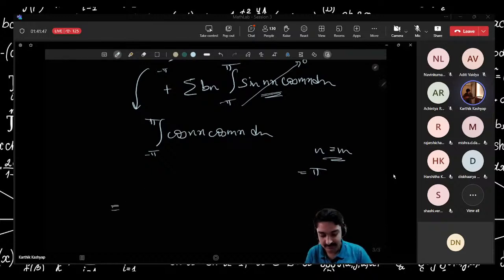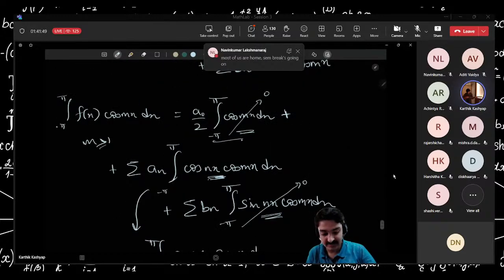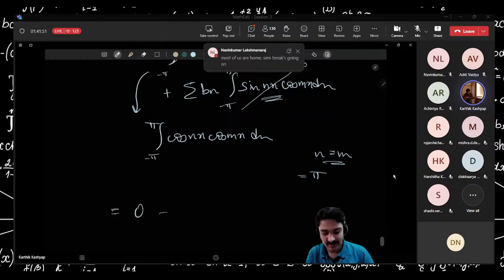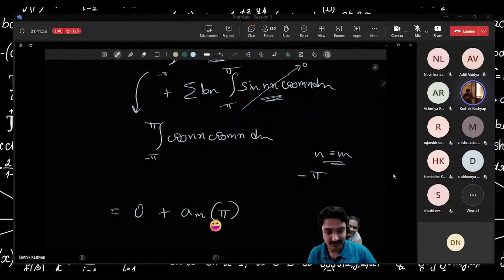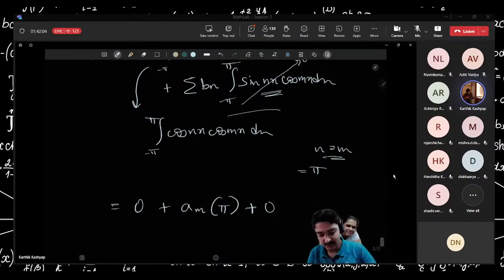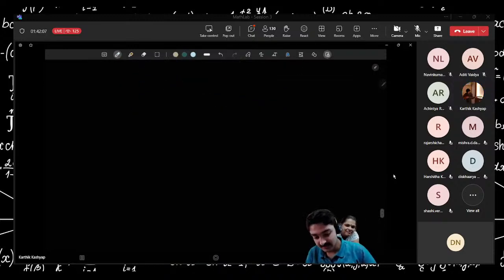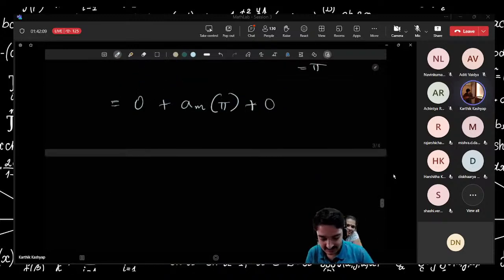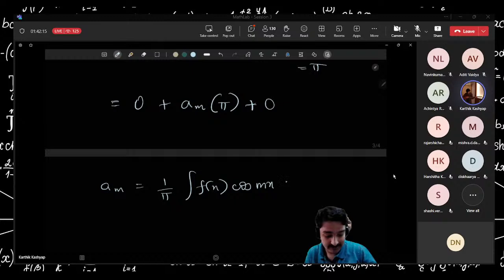So if we write this as equality, the first term is 0. This is entirely 0, so we can write that as 0. And the only part in the second summation is am times pi, the integral value itself, plus this part, this summation, which is anyway 0 for all the terms. So this is what we get. So sorry, if we send pi to the other side, we get am is equal to 1 by pi times the integral of f of x cos mx dx from minus pi to pi.